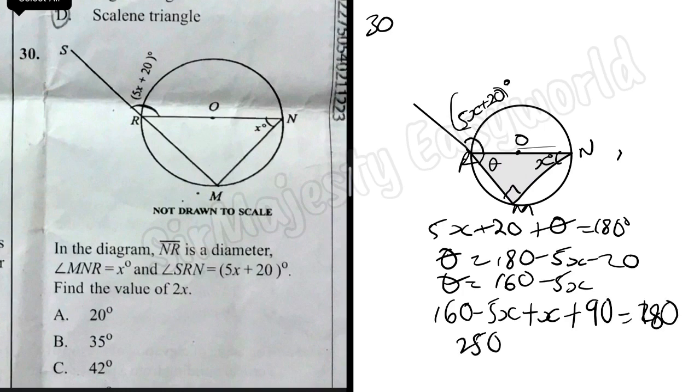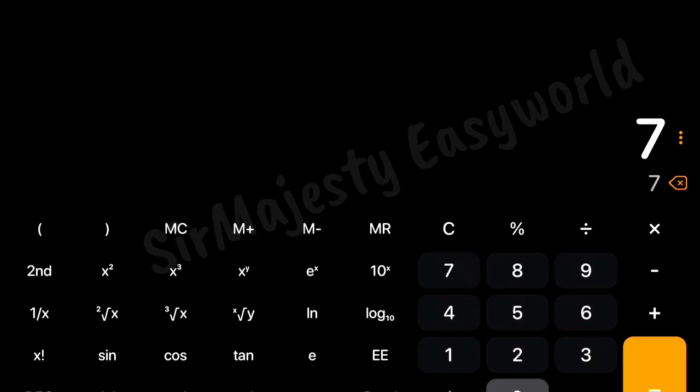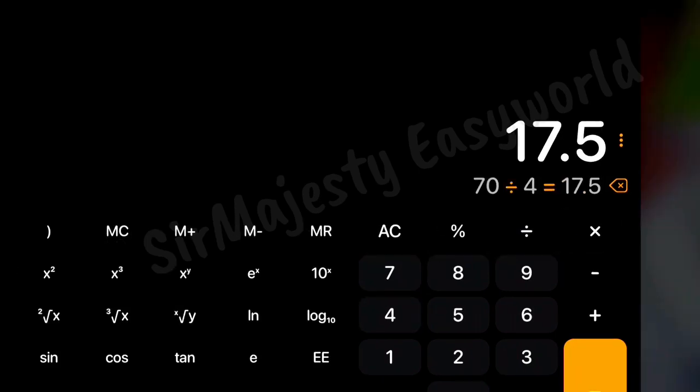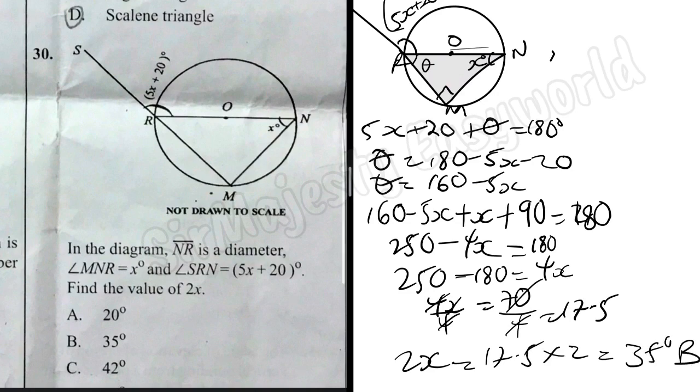160 plus 90 is 250. Collecting like terms, minus 5x plus x is minus 4x, so 250 minus 4x is equal to 180 degrees. Collecting like terms, 250 minus 180 is equal to 4x. 4x is equal to 70. So we're going to divide both sides by 4 to find the final answer. That will be 70 divided by 4, that's 17.5. So it says find 2x. So our 2x will be 17.5 multiplied by 2. That's 35 degrees. So the correct answer to this question is B.